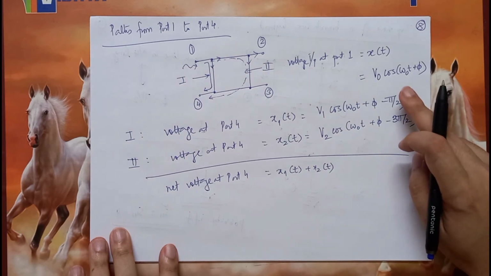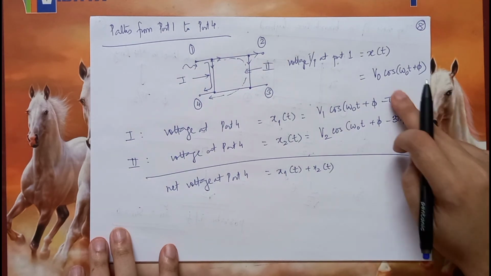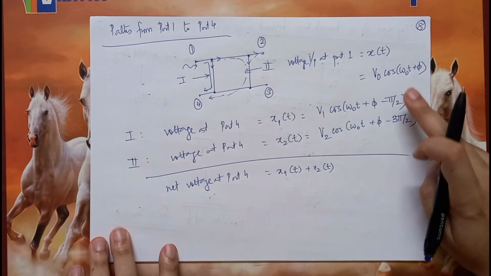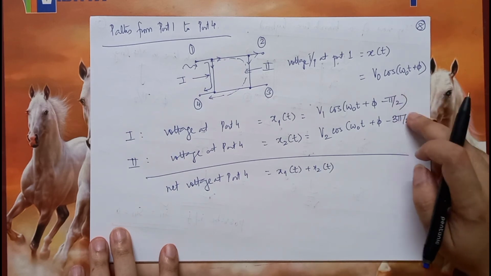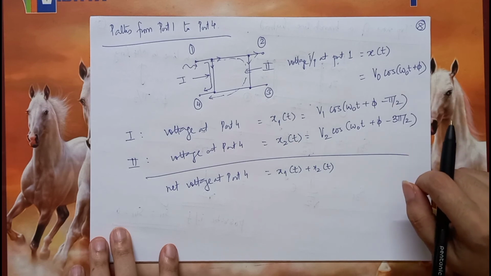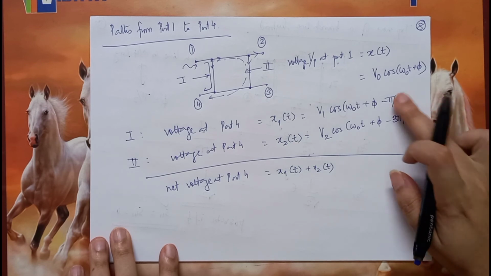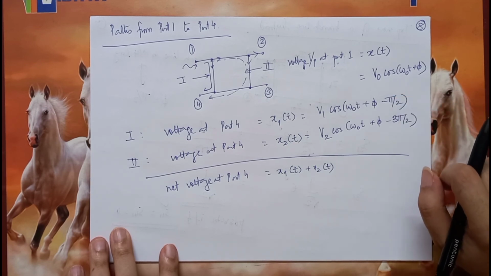Now what we are encountering is this. The two waves are out of phase. The phase over here is pi by 2. Here it is 3 pi by 2. So the phase difference is pi. The phase difference is pi.